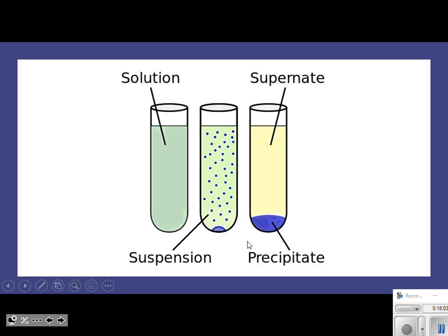Have you ever let your orange juice sit long enough that if you have pulp in it, all the pulp goes down to the bottom? And then all of a sudden you need to shake it up to mix it back up before you drink it? That would be an example of a suspension.